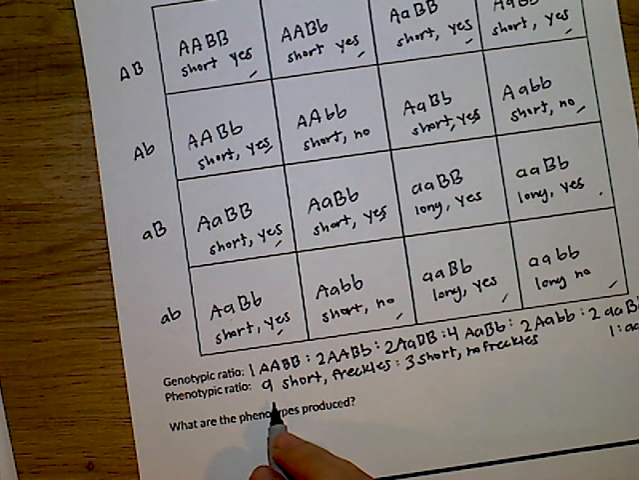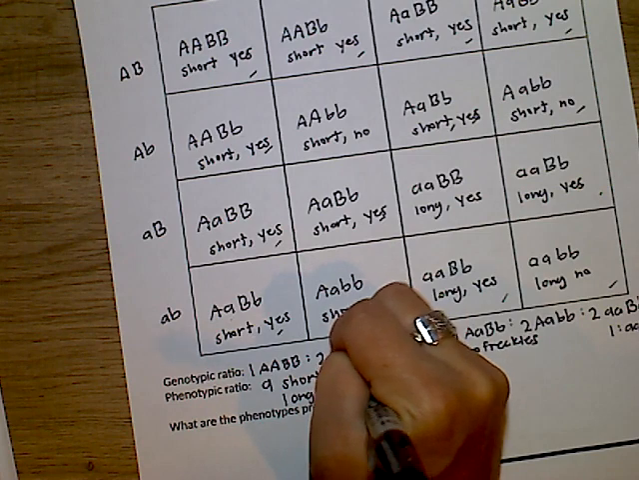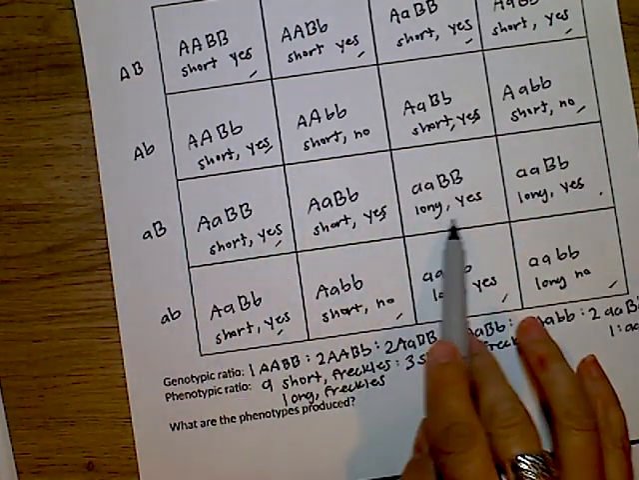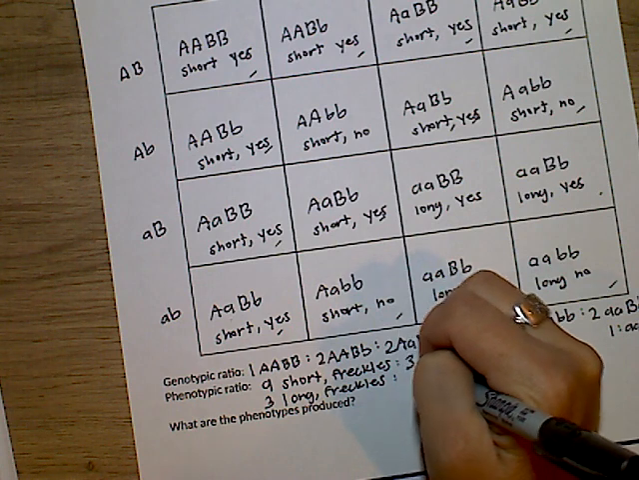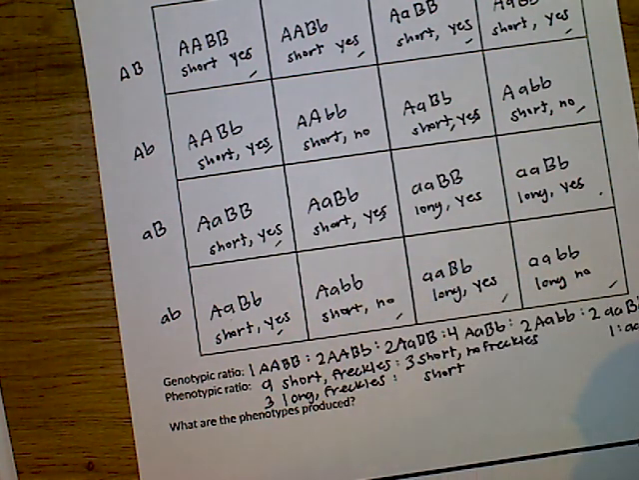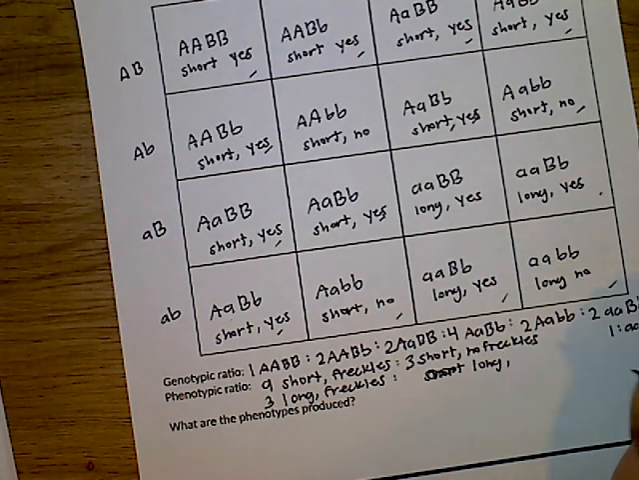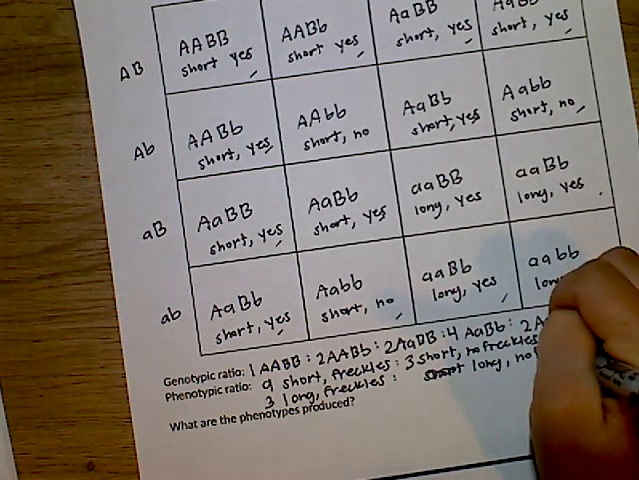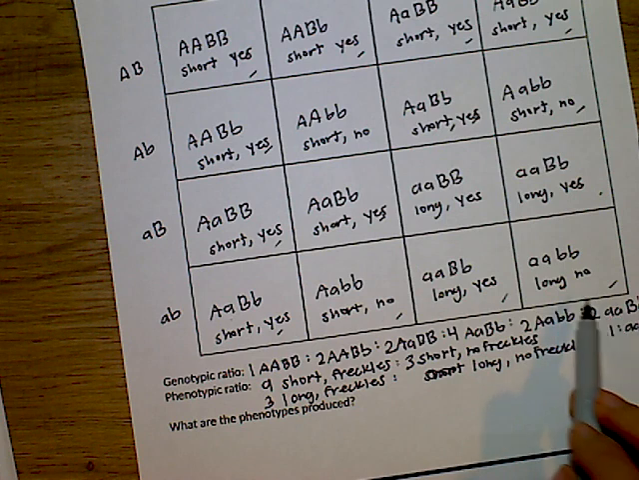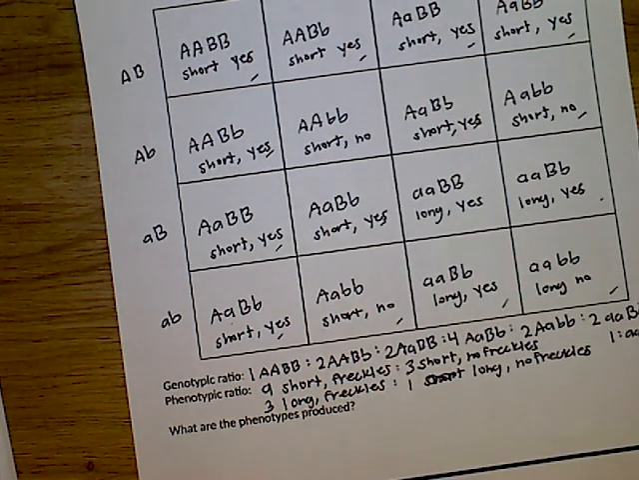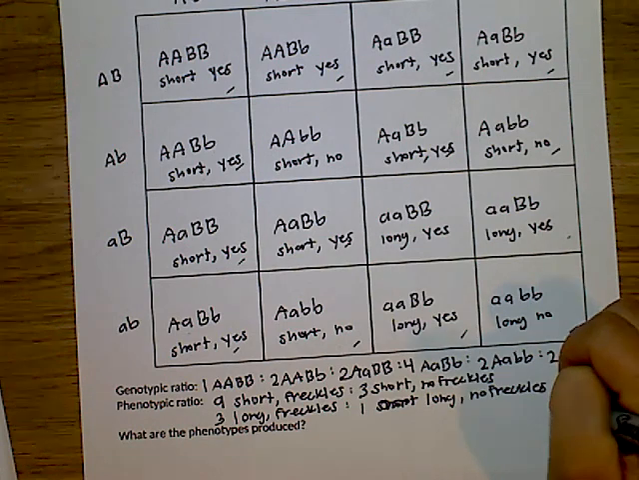And we can have long fingers with freckles. So we've got 1, 2, 3 of those. And we can have long fingers and no freckles. So our only long and no is this one. So the phenotypic ratio in a dihybrid cross with heterozygous parents will always be 9:3:3:1.